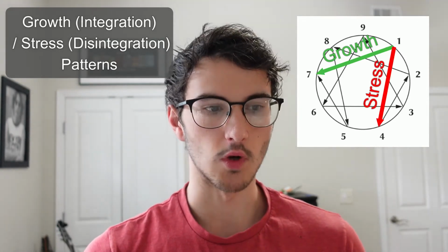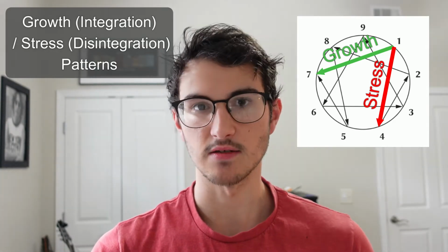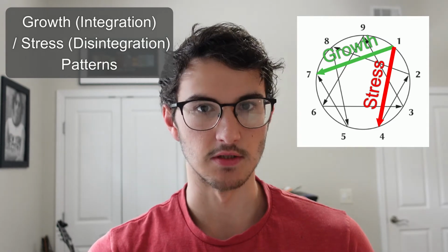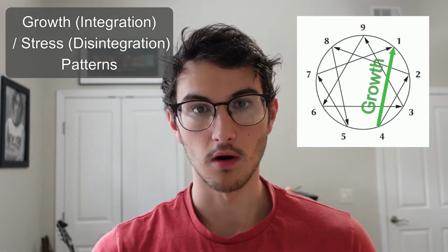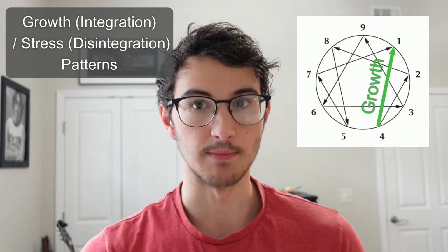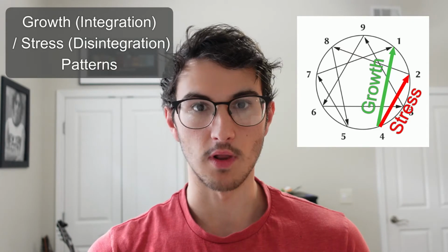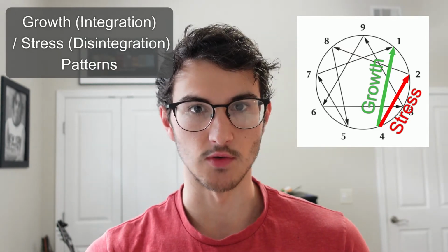And the type 1 will look more like a 4 when the 1 is in times of stress or is experiencing disintegration. And similarly, the type 4 will look like the type 1 when the type 4 is in periods of growth or integration, healthy periods. And type 4 will look more like the type 2 in times of stress or disintegration.